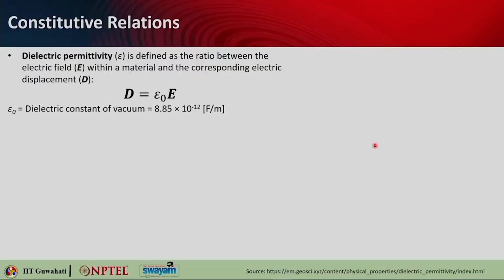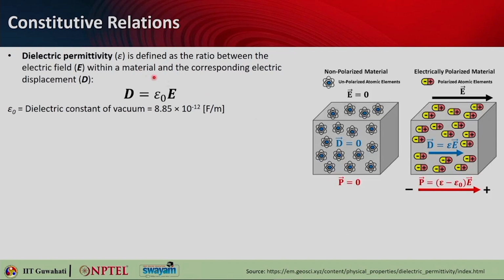So let's look into the first one, which is the dielectric permittivity. Dielectric permittivity is basically a diagnostic physical property which characterizes the degree of electric polarization a material can experience when it is subjected to some external electric field. So permittivity is related to the external electric field. So how do you define the dielectric permittivity? It's defined as a ratio between the electric field within a material and the corresponding electric displacement. Okay, we'll explain this using this particular diagram.